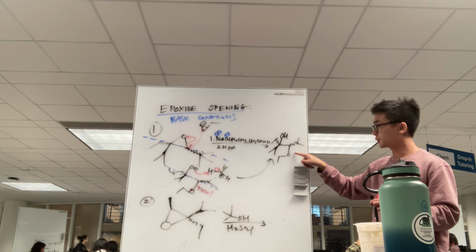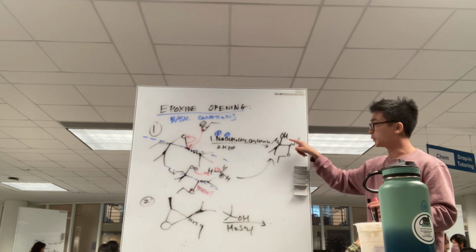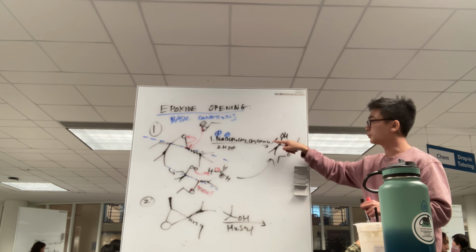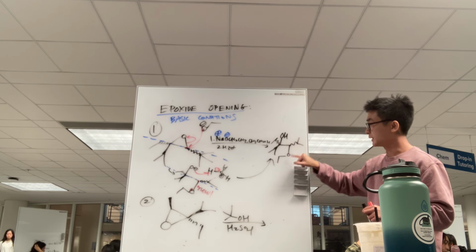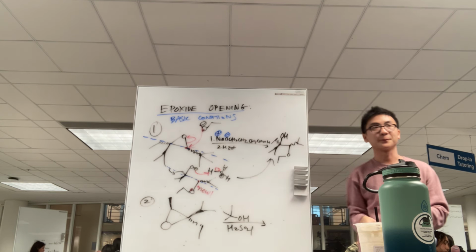Where we see the OR group and OH group are trans to each other in relation to this baseline right here, right? And the OR group is on the left side because we are in basic conditions there.